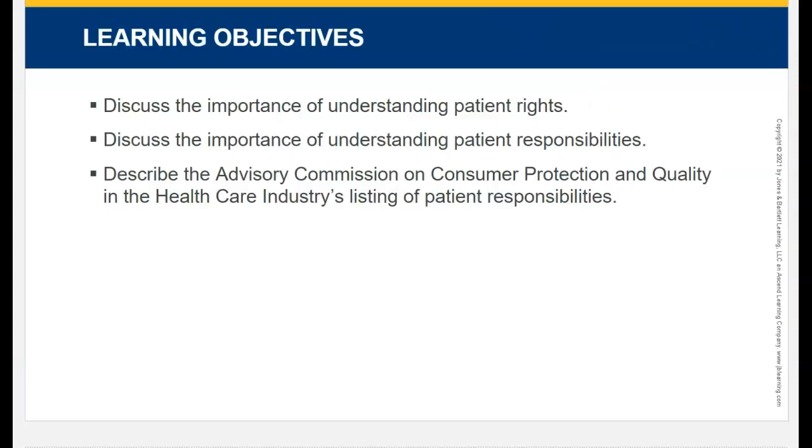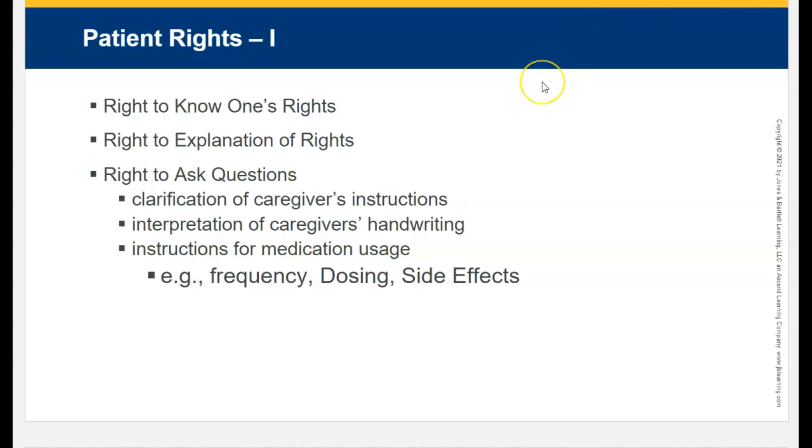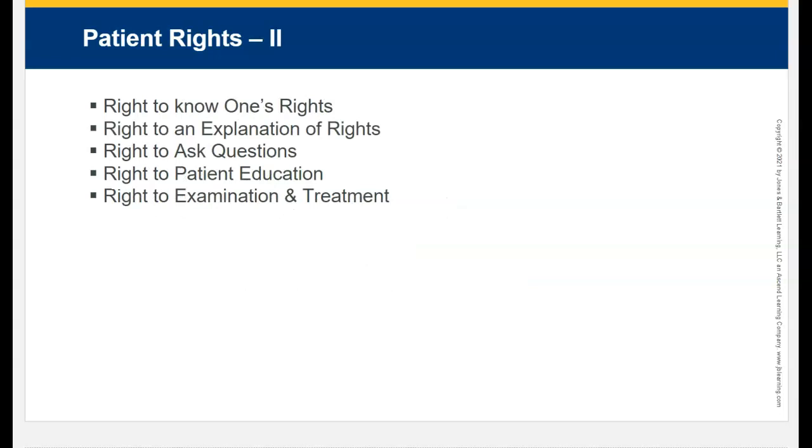Learning objectives are listed on the slide and in the book on page 253. Patients have both rights and responsibilities, so that just comes with everything. If you have a right, there's actually a responsibility associated with that right. So the patient's right to know, one's right to get an explanation of the rights, right to ask questions, and etc. Upon admission, anytime a patient enters into a healthcare facility, you have to provide the rights. They have to know, as a healthcare consumer, what's available to them.